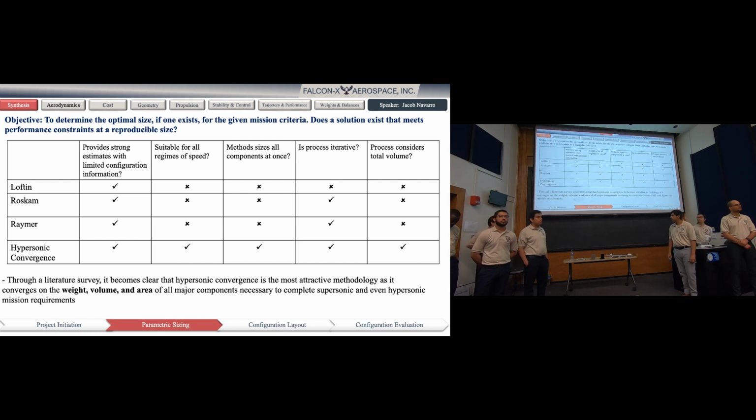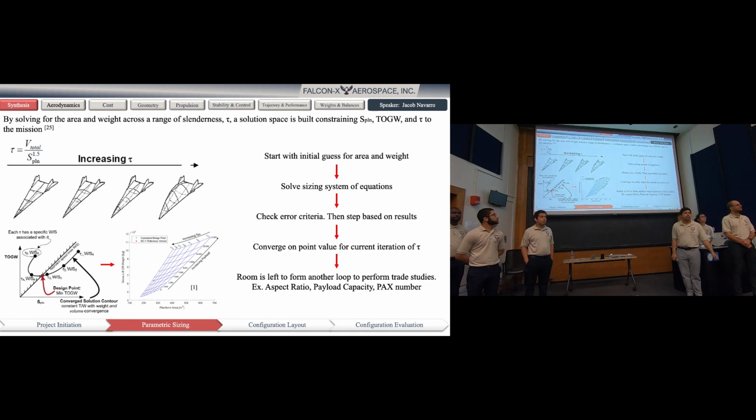Meaning, do we have a solution that meets performance constraints at a reproducible size? We reviewed a lot of literature to determine what kind of scheme we wanted to solve. We picked hypersonic convergence because of its ability to converge on a weight, volume, and area budget simultaneously. And it does so through this parameter called tau and a multidisciplinary set of equations.